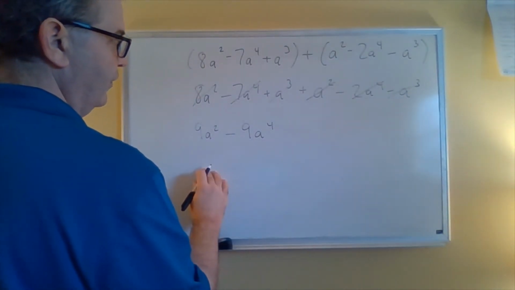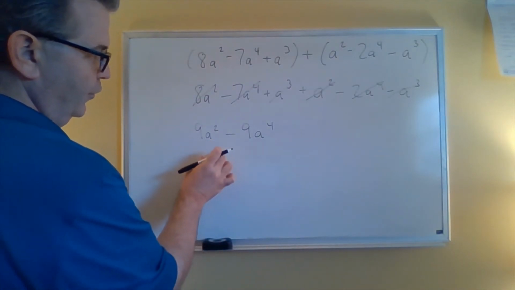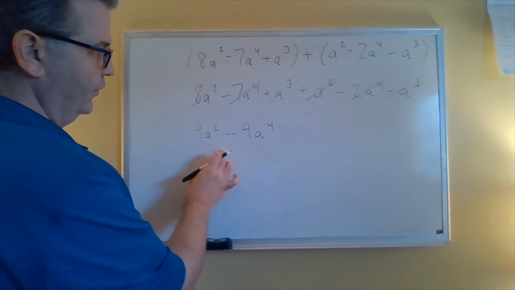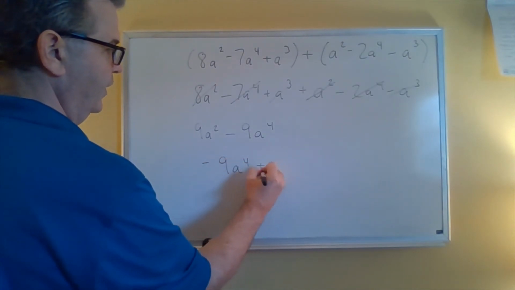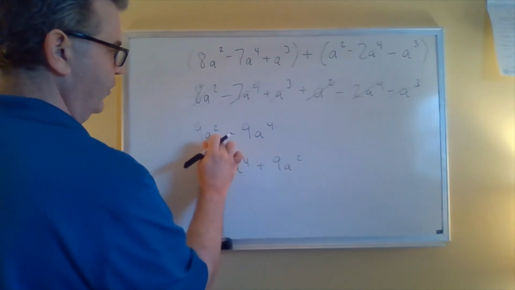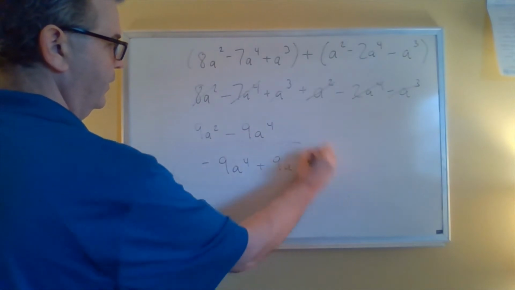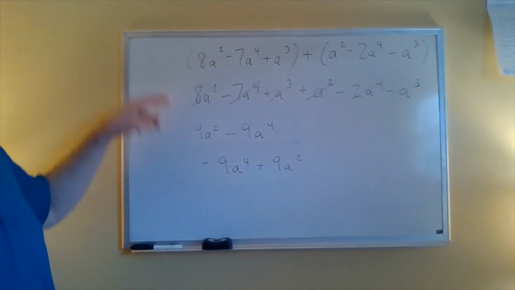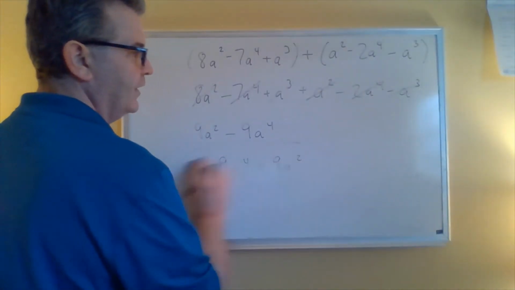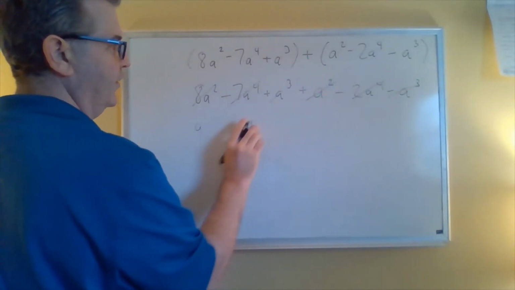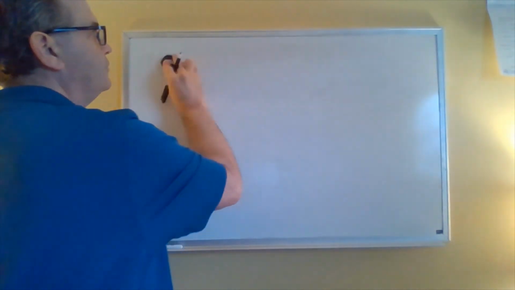But typically it's written in order of descending degree, meaning the term with the largest exponent goes first. So if we wrote it correctly, it would be negative 9a to the fourth plus 9a squared. We put that in order of exponent, carrying the signs with it. That would be the correct answer for our first example. Okay, let's look at an example where we're going to have a minus sign in between those two parentheses and see how we're going to handle that.